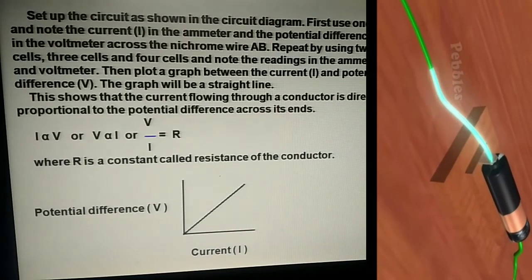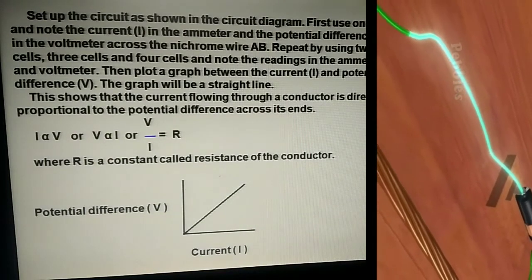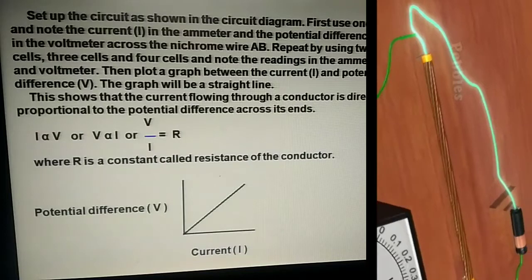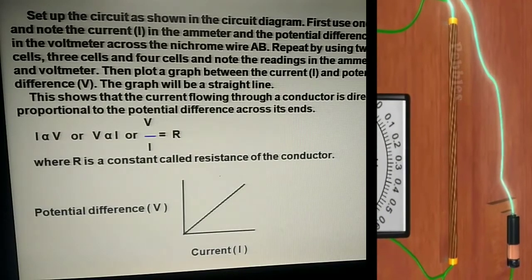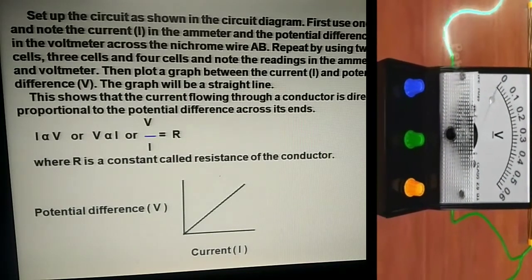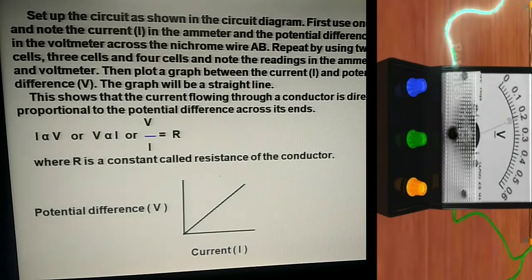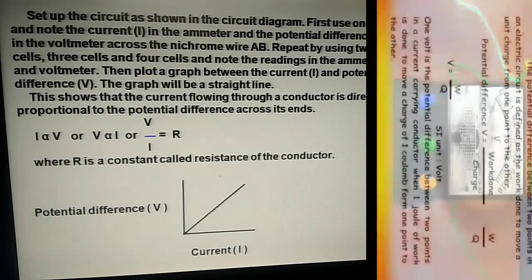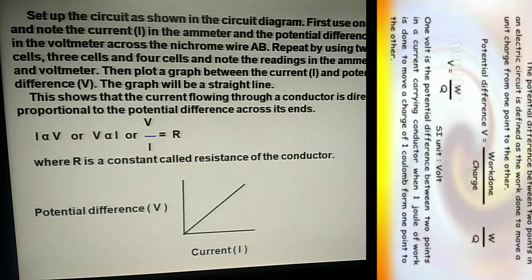Then plot a graph between the current I and potential difference V. The graph will be a straight line. This shows that the current flowing through a conductor is directly proportional to the potential difference across its ends. I is directly proportional to V, or V is directly proportional to I, or V by I is equal to R, where R is a constant called resistance of the conductor. And when we plot a graph between current versus potential difference, a straight line is formed, and thus the graph is known as ohmic graph.